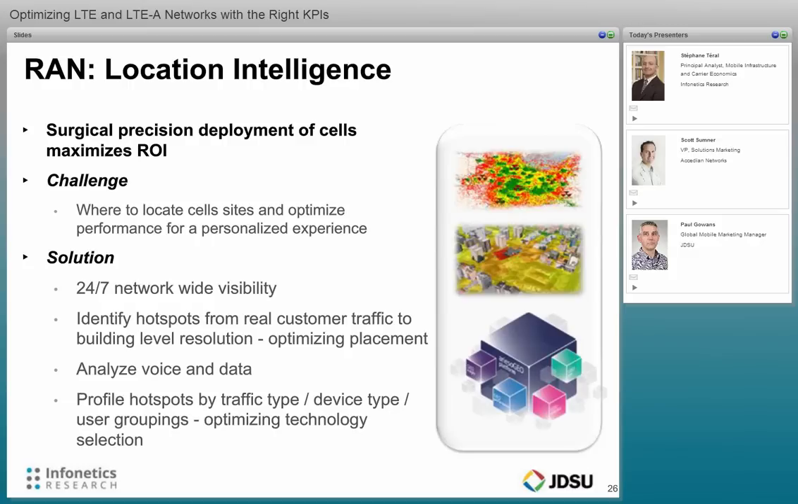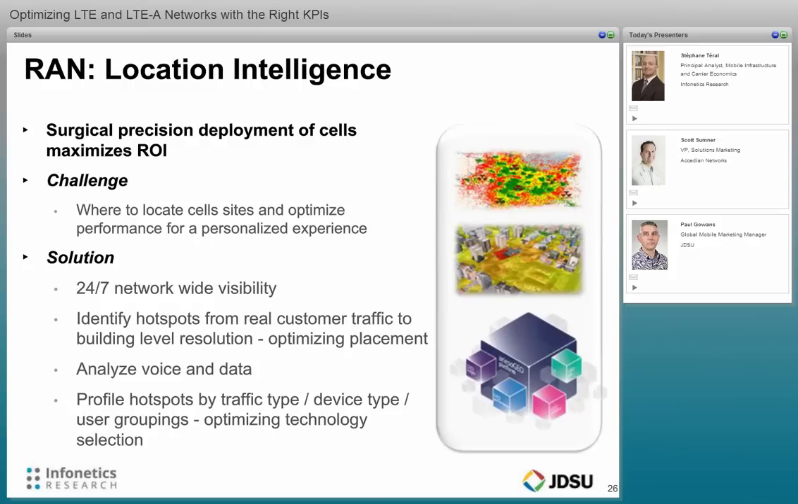to optimize your performance. Now, one of the best ways of doing that is to capture network-wide visibility 24/7 from your network edge and geolocate that data. That helps you enormously to identify hotspots, from real customer traffic, down to building-level resolution. You can then profile hotspots by traffic type, by device type, by user groupings, and then make those business decisions on what's happening across my network from the RAN perspective.